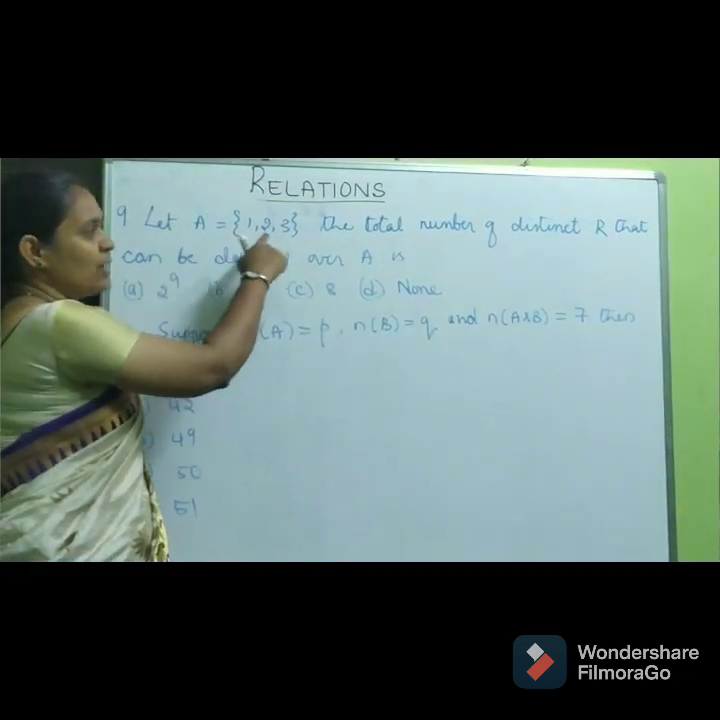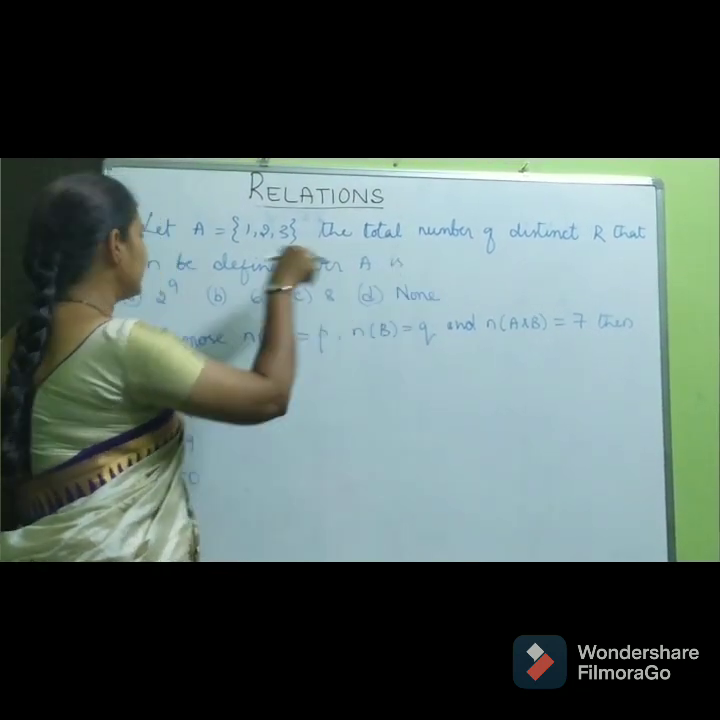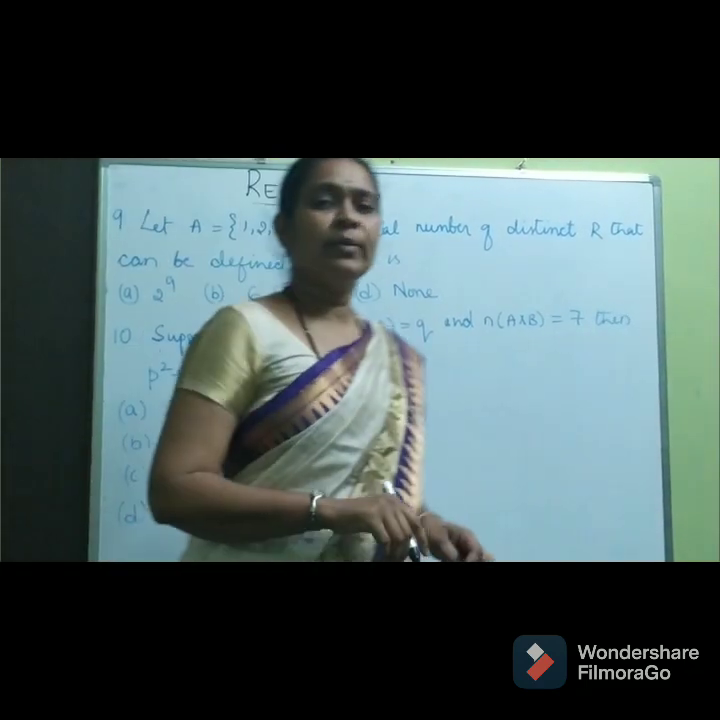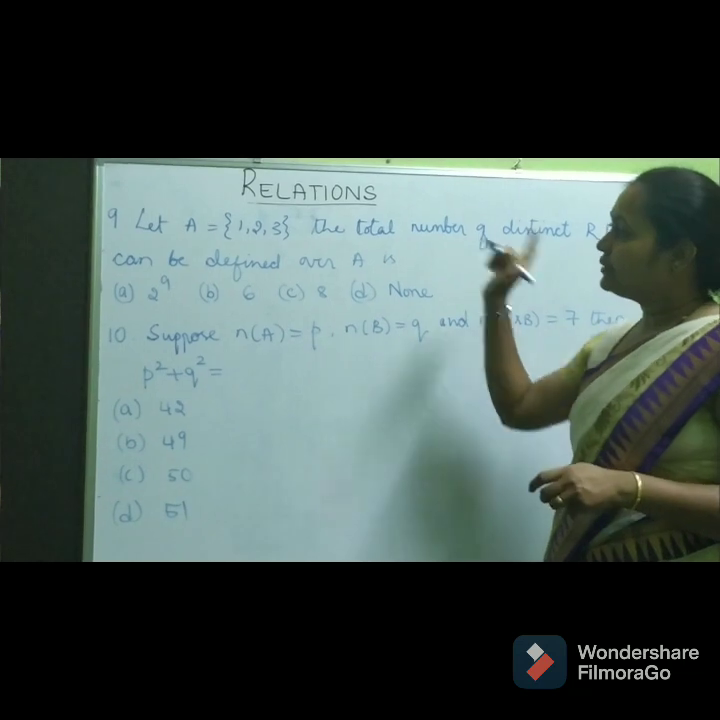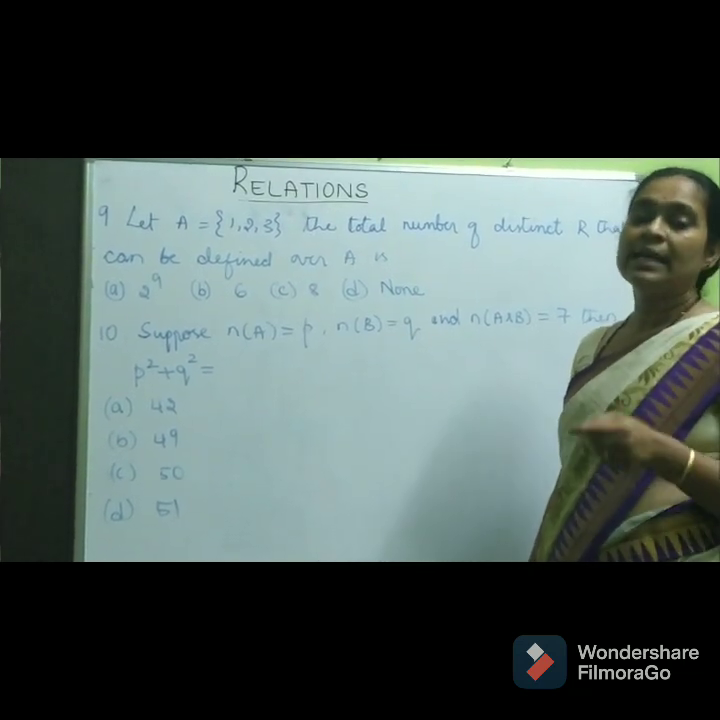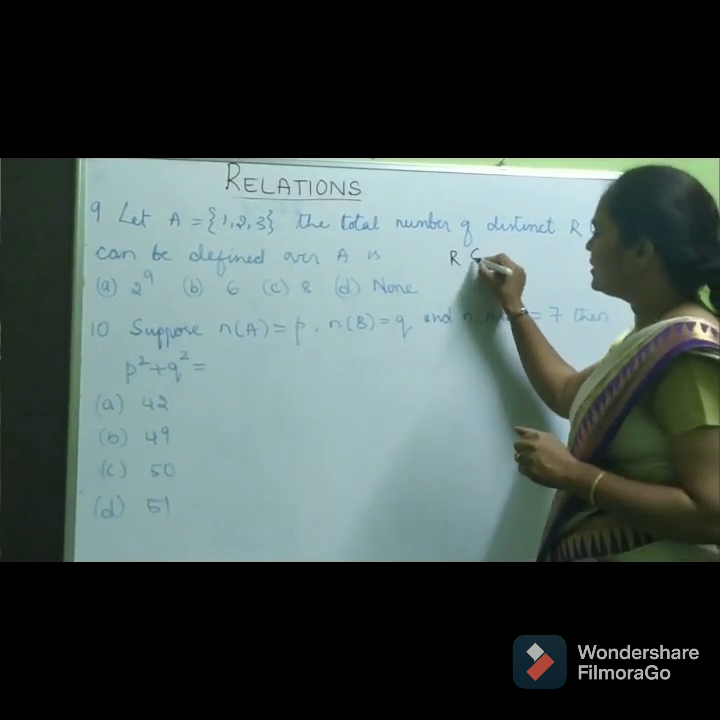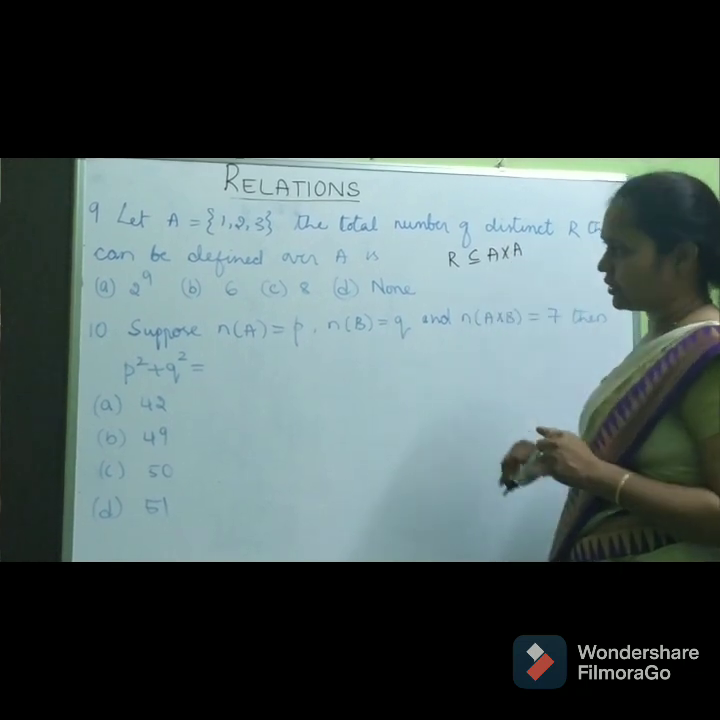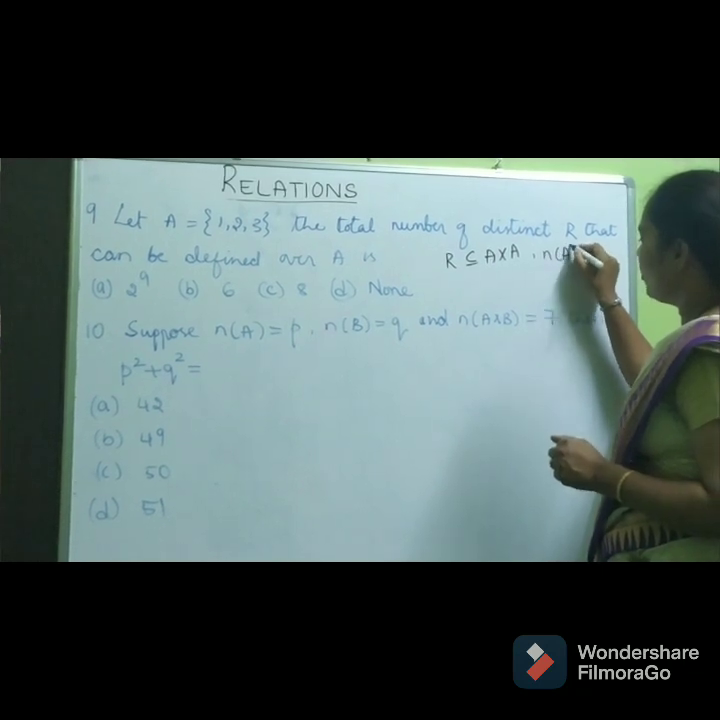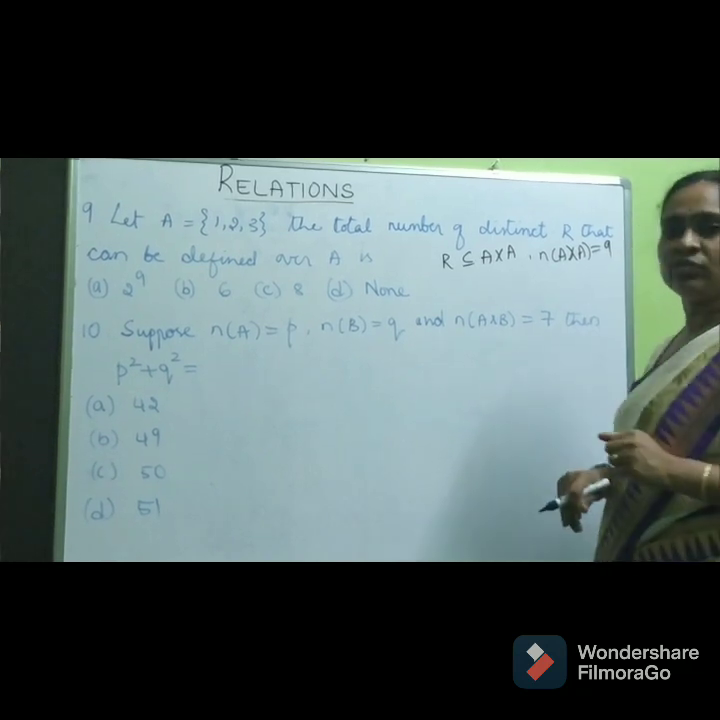Let set A is equal to {1, 2, 3}. The total number of distinct relations that can be defined over A is. They are asking how many possible relations are there over A. What do you mean by relation? Just to remember the definition. Relation is subset of Cartesian product. So, relation is subset of Cartesian product. If n of A contains 3 elements, then definitely n of A cross A contains 3 into 3, 9 elements.